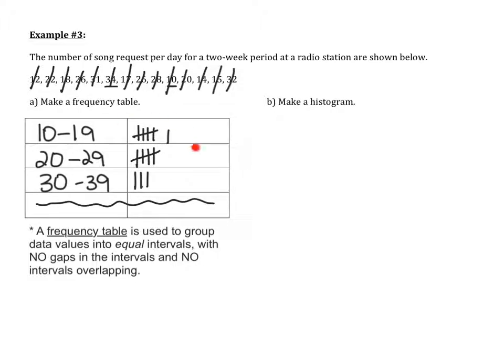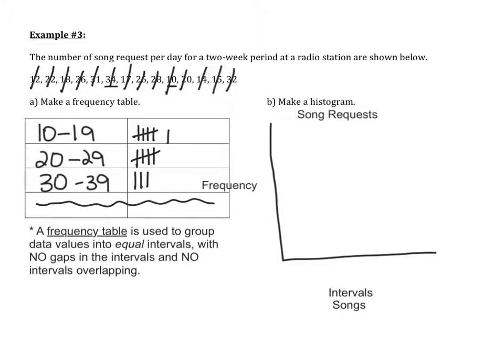Once you do a frequency table, the histogram basically takes your frequency table and turns it into a bar graph. So let's first set up our bar graph. We're going to have a y-axis here and an x-axis here. Your intervals will always go down here, and in our case, our intervals are representing songs, and along the y-axis will be where you represent your frequency. Not only should we label our x-axis and our y-axis, but we should also give our graph a title. This was the number of song requests per day for a 2-week period, so I'm just going to title this song requests.